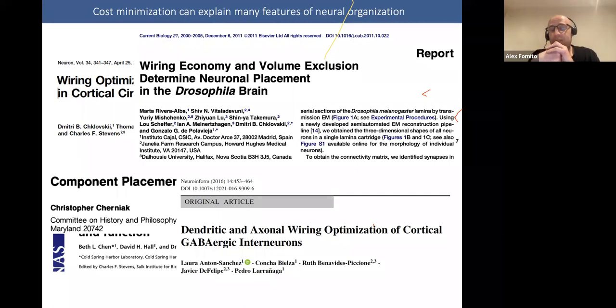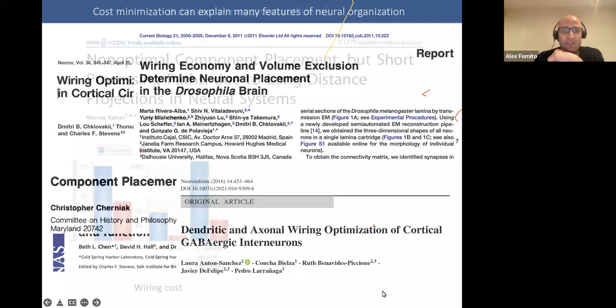Most of our connections are going to be short range, and so we're in a regime where we're really close to trying to conserve material and space as much as possible. But we know that brain networks don't minimize wiring costs in an absolute sense.